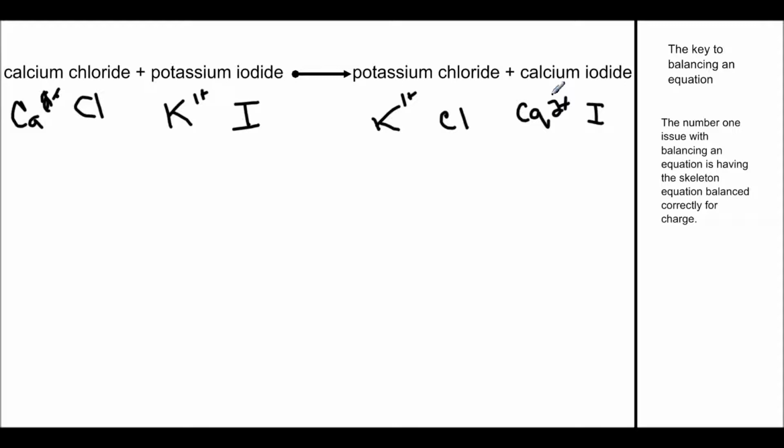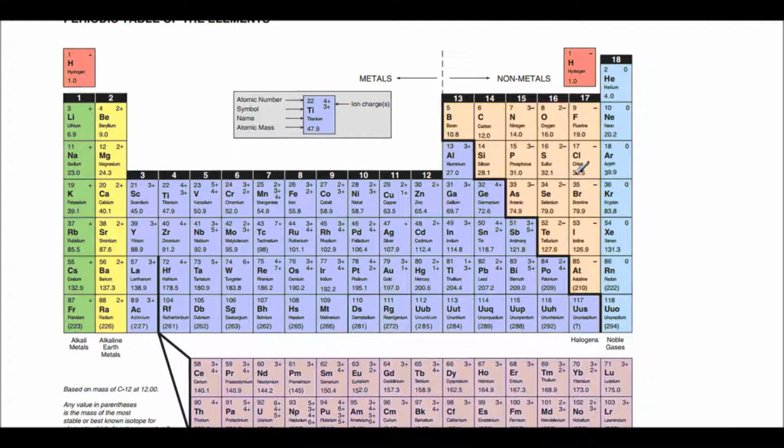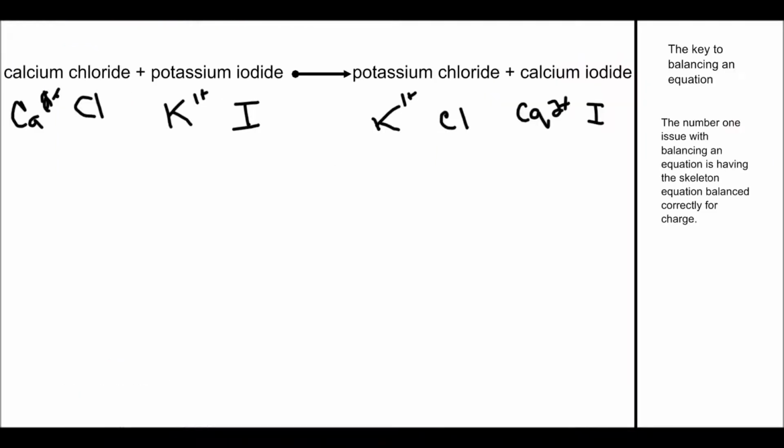Okay, now let's look at our nonmetal components. We have chlorine and iodine. And chlorine and iodine are in the 7th column, which means they both have a charge of -1. So let's go put those back in. Okay, now we can balance the charge and create our chemical equation.